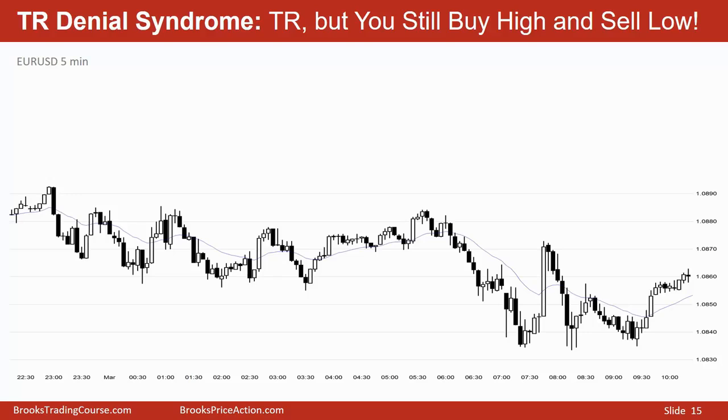Again, the euro versus the dollar, a 5-minute chart. This is a common problem. Traders see the chart breaking out repeatedly, a bull breakout, bear breakout, bull breakout, bear breakout, and they think that it's a trend that just keeps reversing. And they're in denial. It's a trading range.